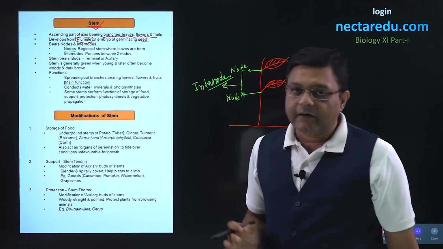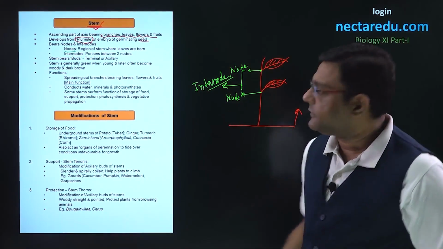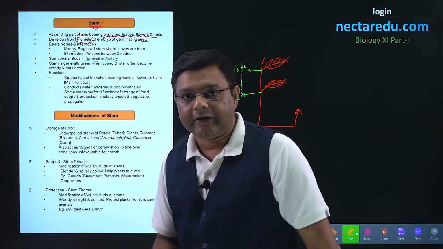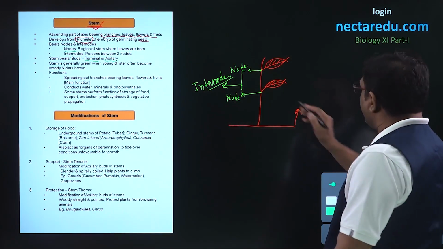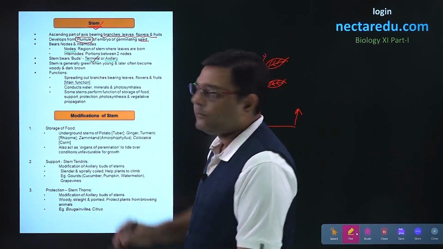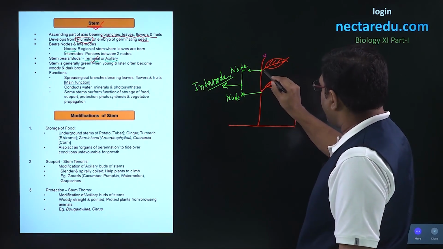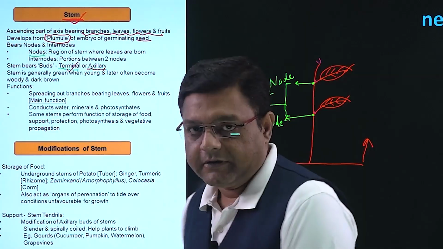After this, we come to the term buds. Now, stem will have buds. Buds can be of two types: these can be terminal or these can be axillary. If the bud is present on the end of the stem, then we will call it a terminal bud, and if the buds are present here on the lateral parts, we will call it an axillary bud.